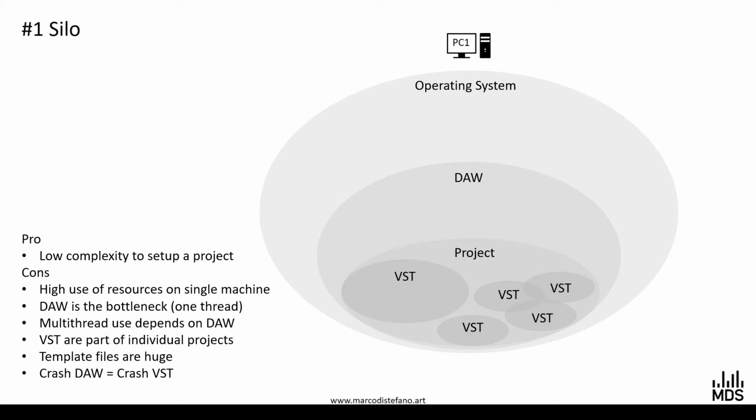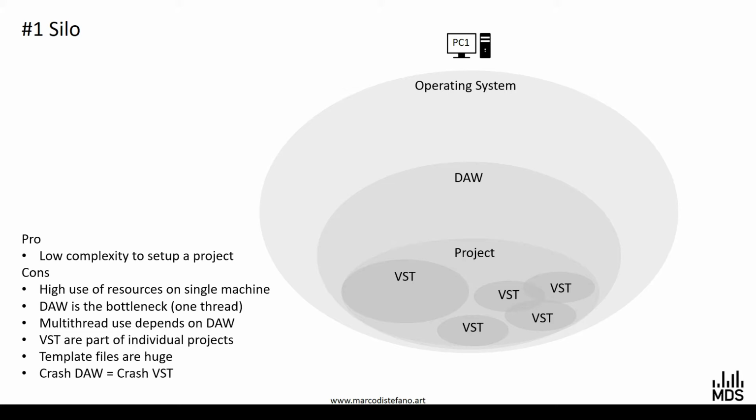So if you need to do something quick and you don't need too many instruments, probably this is a nice way to go. But if you work with big projects, then the con of this solution is that you have one single machine and you will have a very high use of the resources on this single machine. And then in the end, you will see that your digital audio workstation will act like the bottleneck, because it's consuming all the resources.